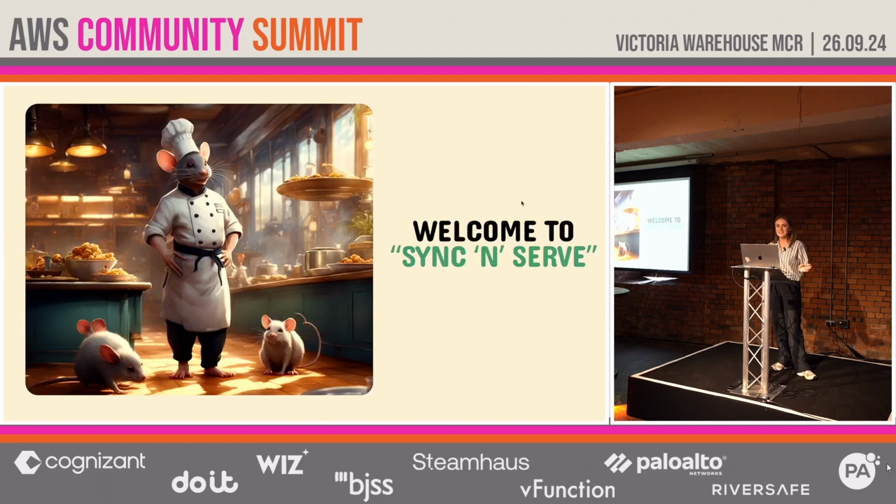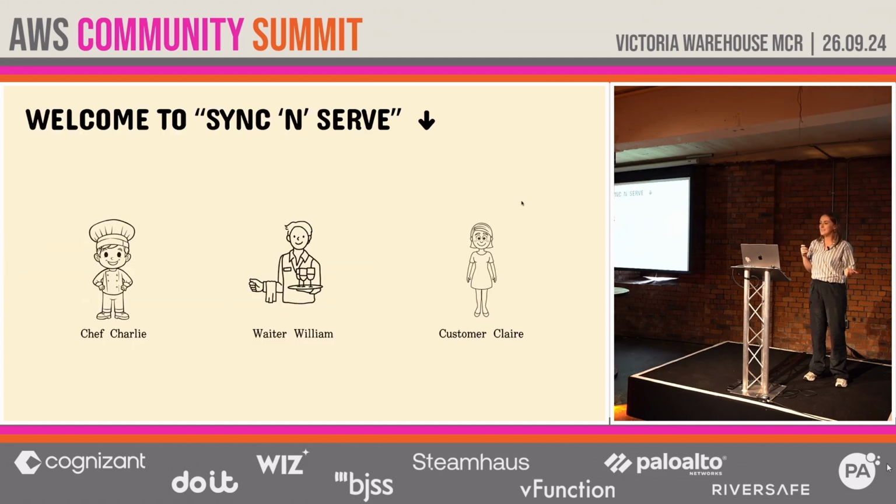So welcome to Sync and Serve. We're going to talk about the history of how we got to where we are today through the lens of a restaurant, which back in the 70s we've called Sync and Serve, and that's when the restaurant opened. So welcome Chef Charlie, waiter William, and customer Claire.